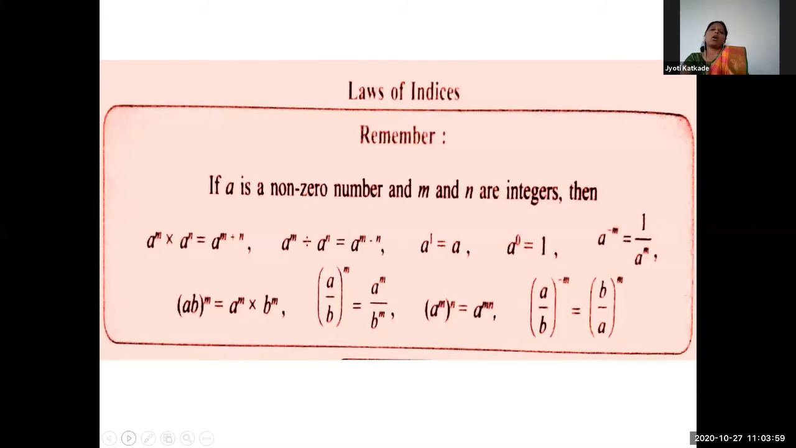See, all the rules which we have seen in the last lesson. First is, if a is a non-zero number.